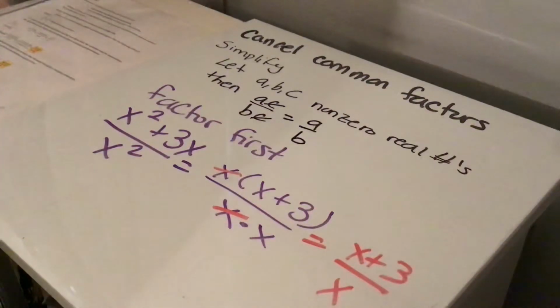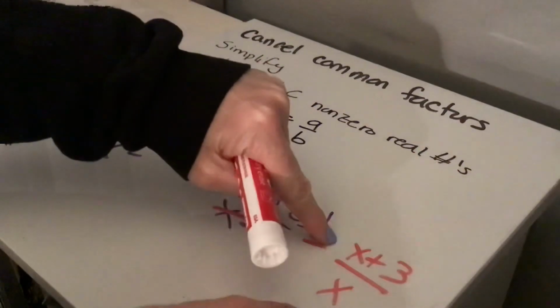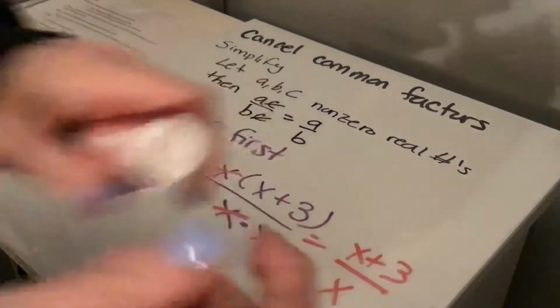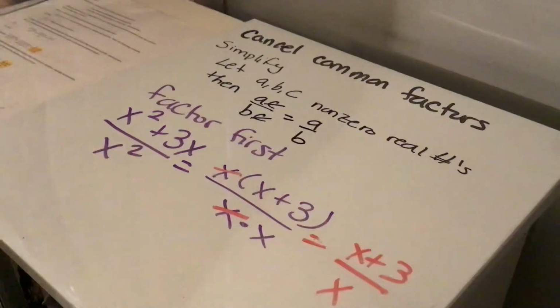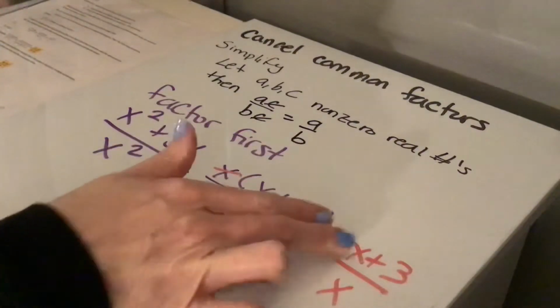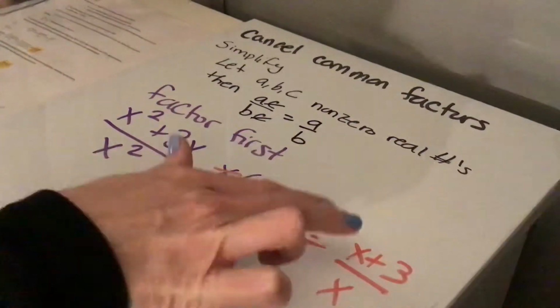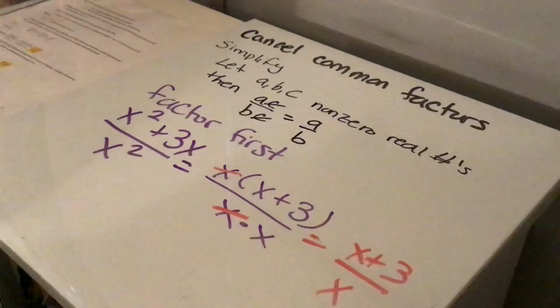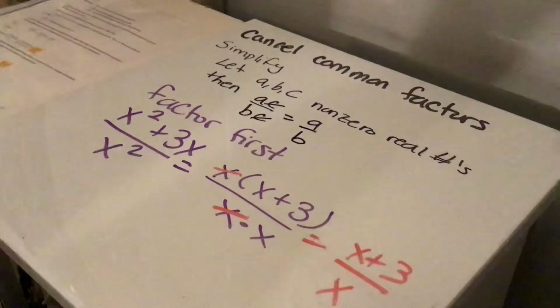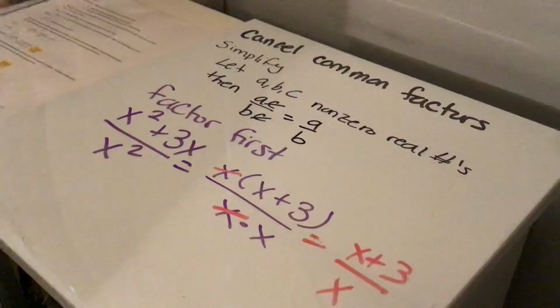Do not cancel out these x's. They are terms, not factors. So that's the first thing when it comes to simplifying: canceling out common factors.